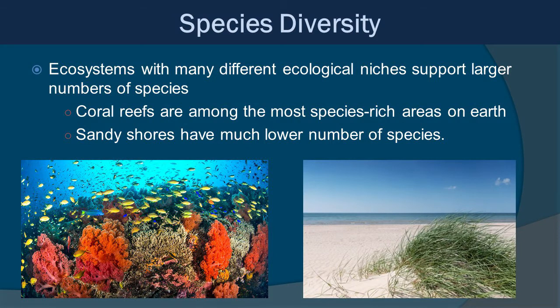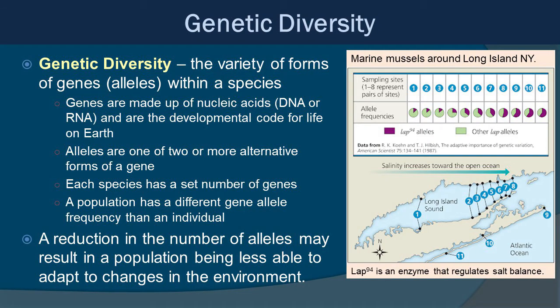We also have genetic diversity, which is the variety of forms of genes or alleles within a species. Now, genes are made up of nucleic acids, DNA or RNA, and are the developmental code of life on Earth. Alleles are one of 2 or more alternative forms of a gene. Each species has a set number of genes. Now, when we look at the population versus an individual, it's a little different. A population has a different gene allele frequency than an individual organism of that species.